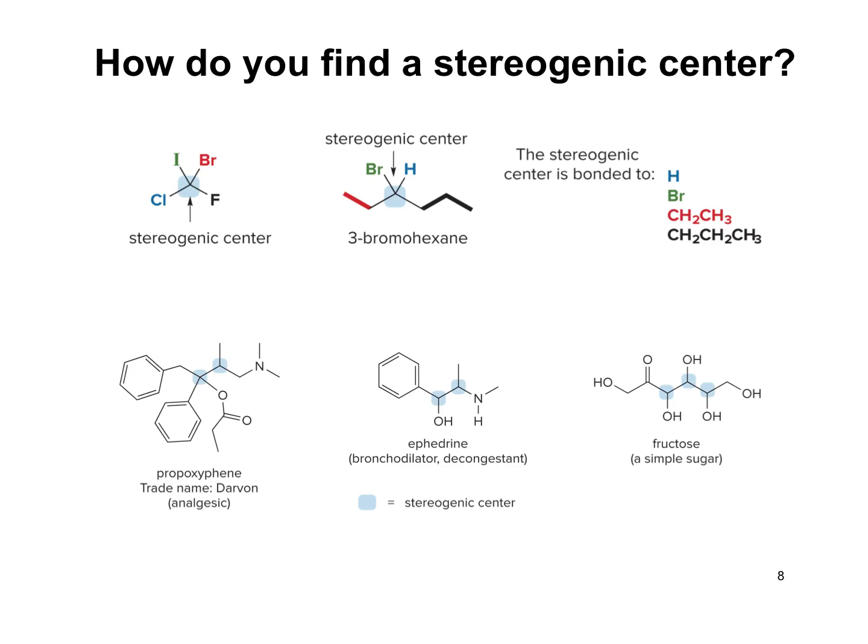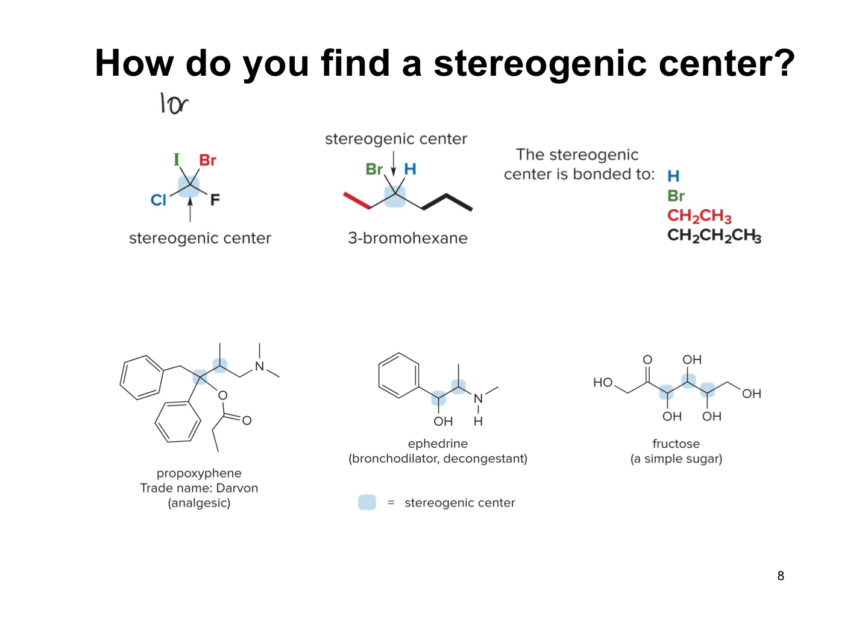In this screencast, we are going to talk about how to find stereogenic centers and then how to label them when you're naming organic compounds. So to locate a stereogenic center, you need to look at each tetrahedral carbon atom in a molecule.